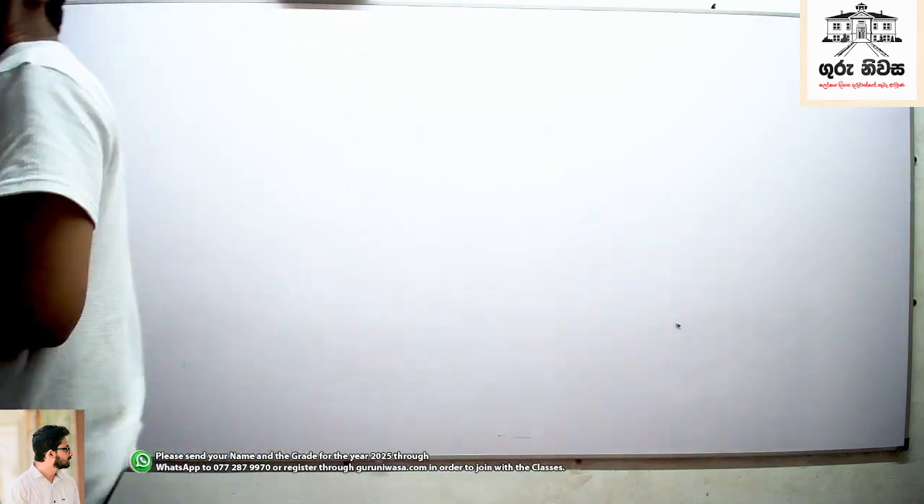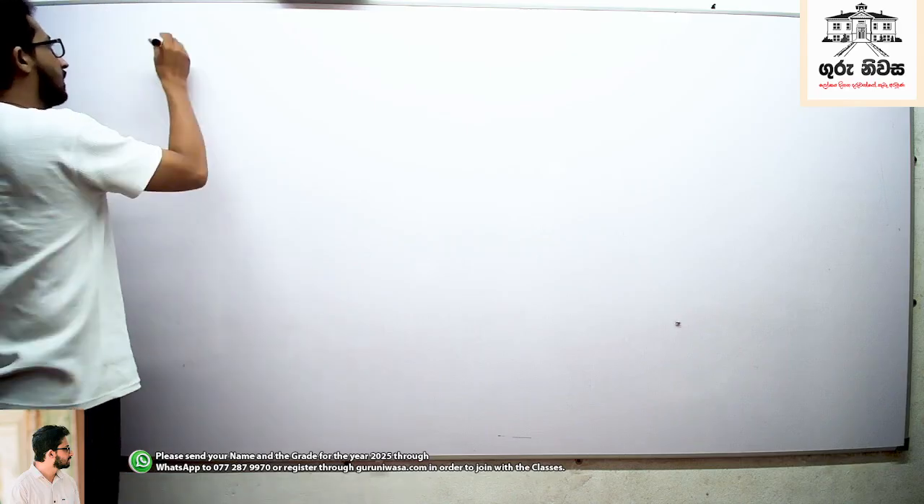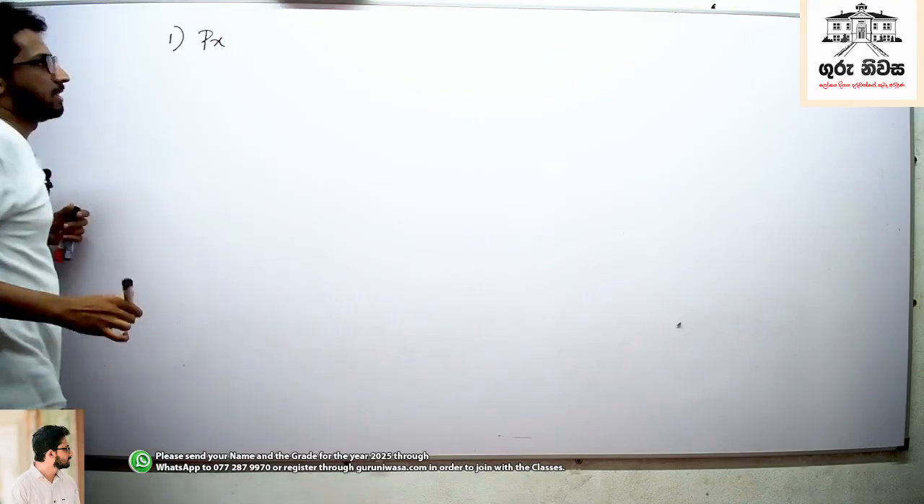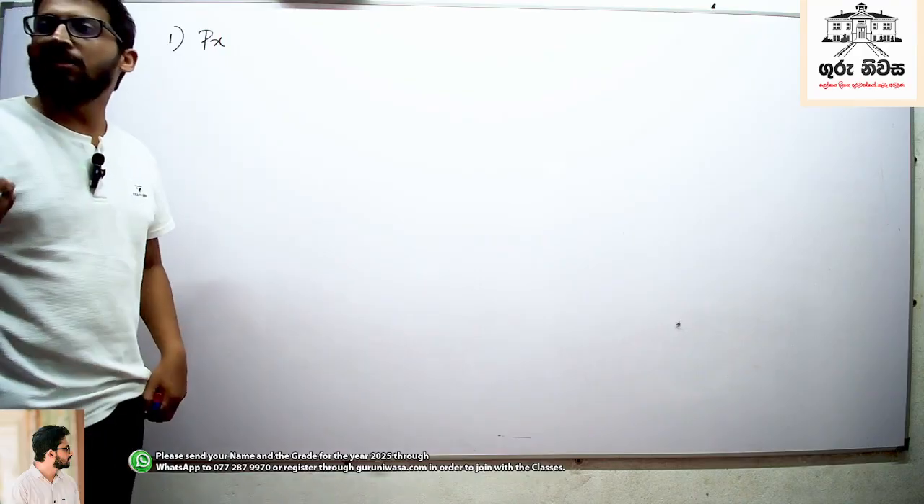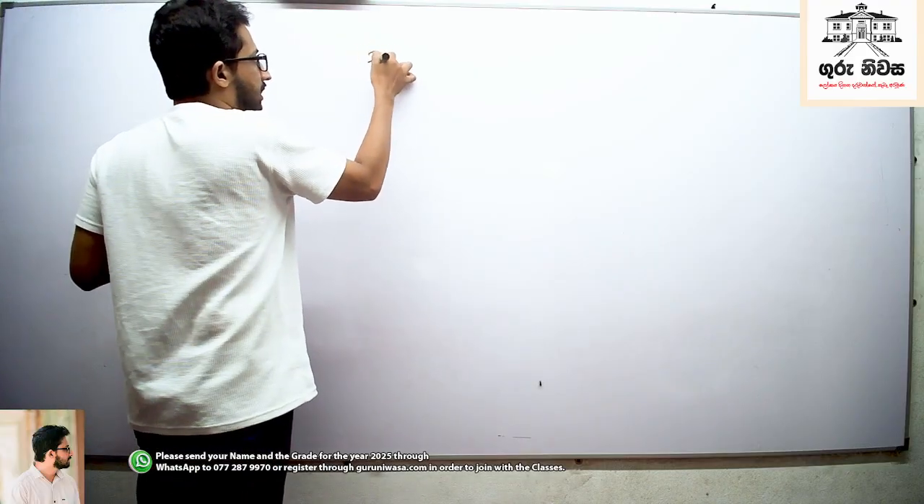Price of related goods. First one is PX. PX means price of the concerned good. What is the relationship between price of the concerned good and quantity demanded? I forgot to tell that.